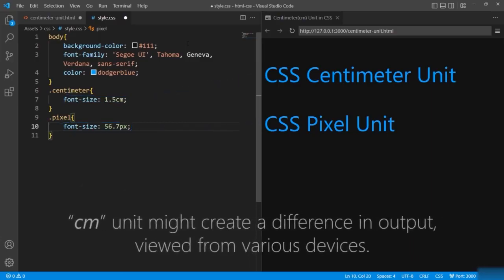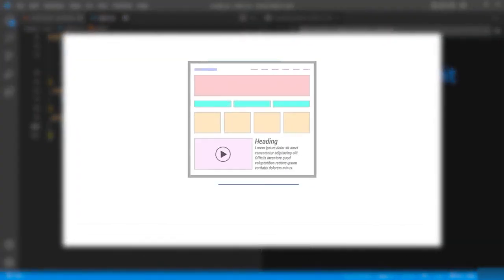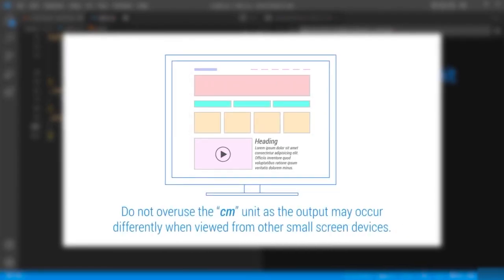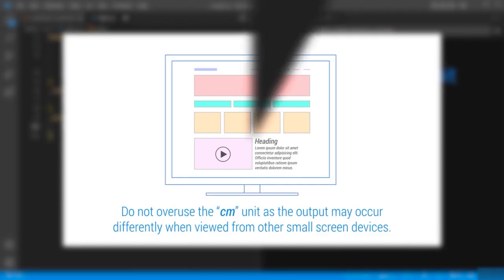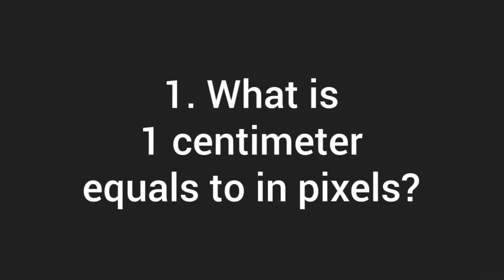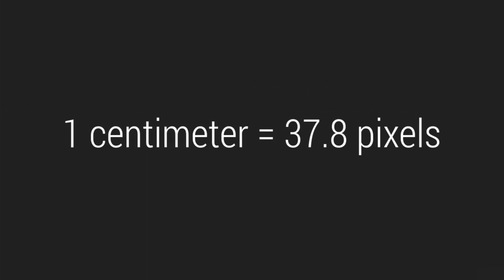Giving centimeter units might create a difference in output viewed from various devices. So generally, when you are building a web page which is specifically to be viewed from the computer screen, better not overuse the centimeter unit, as the output may occur differently when viewed from other small screen devices. So let's discuss a question here. What is 1 centimeter equals to in pixels? So as we saw earlier, 1 centimeter equals 37.8 pixels.